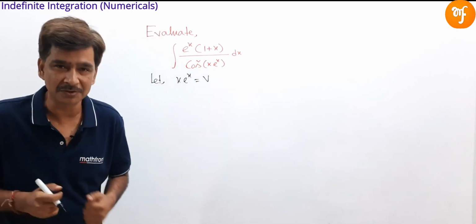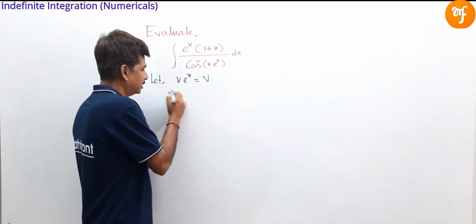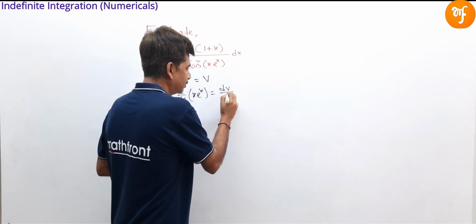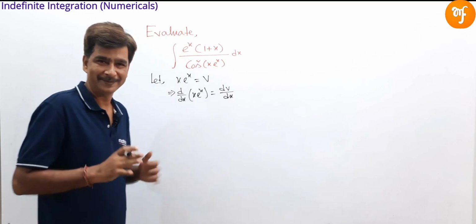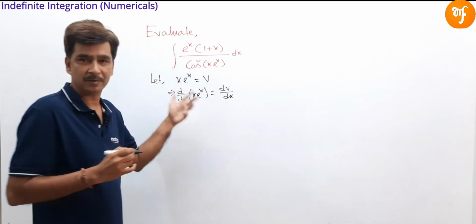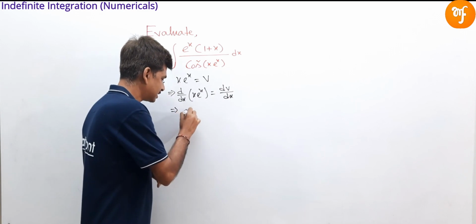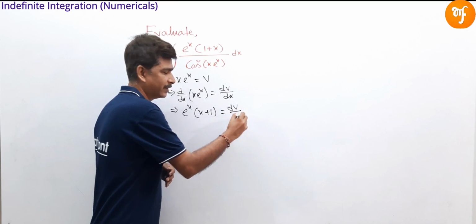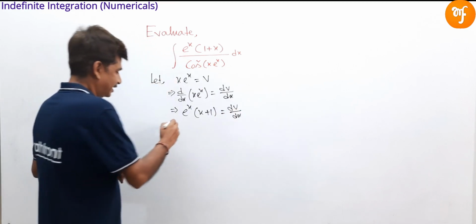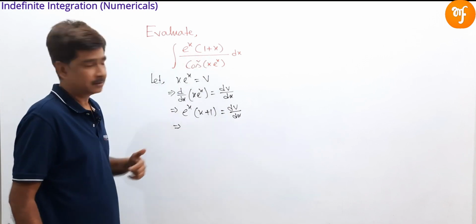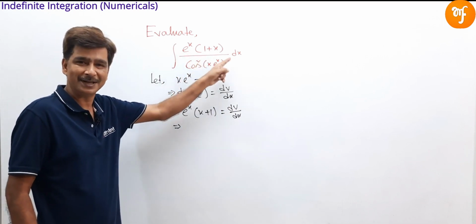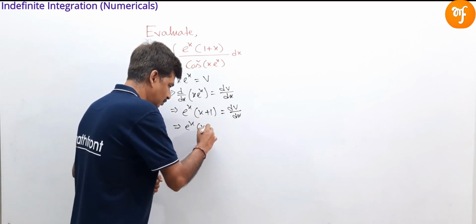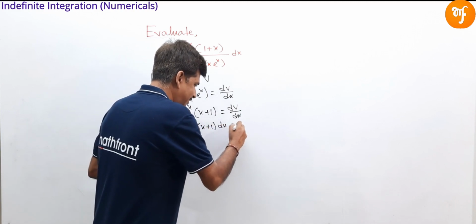Now differentiating both sides with respect to x, d/dx of x e^x is equal to dv/dx. Okay, now what is the derivative of x e^x? Applying the product rule, we will get e^x (x + 1). This is equal to dv/dx. Clear? Now at the numerator of the integration, we have e^x (1 + x) dx. So if we make the cross multiplication by dx, we will get e^x (x + 1) dx as dv.